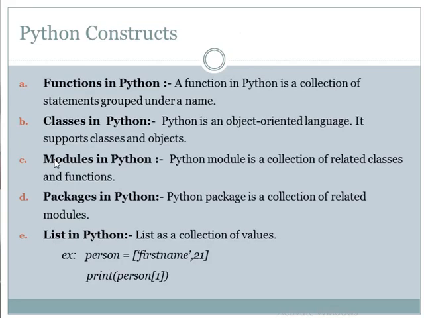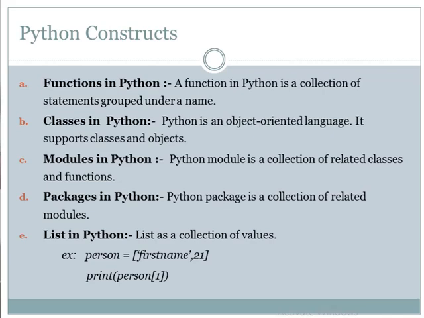Then understand about Python constructs. First one is the functions in Python. A function in Python is a collection of statements grouped under a name. You can use it whenever you want to execute all those statements at a time. You can call it wherever you want as many times as you want in a program. A function may return a value.